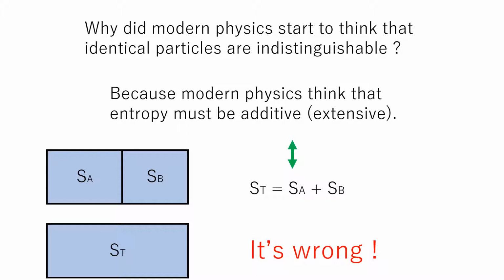Why did modern physics start to think that identical particles are indistinguishable? Because modern physics thinks that entropy must be additive and extensive. To establish the additivity, modern physics started to think that identical particles are indistinguishable. But the additivity is wrong.